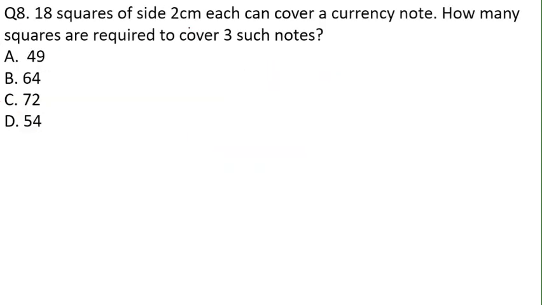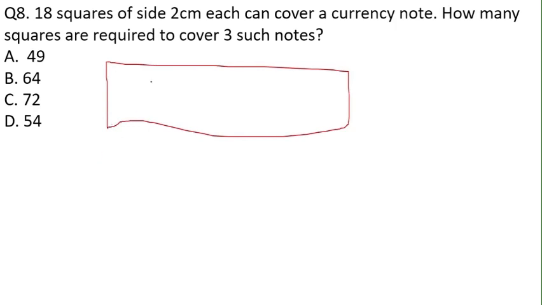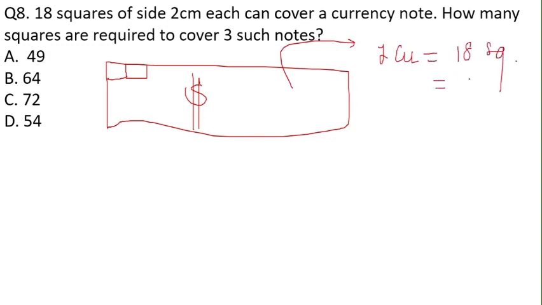Next question: 18 squares of side 2 cm can cover a currency note. How many squares are required to cover such notes? For example, this is one currency note. I'm not able to draw it properly, but just try to understand. To cover this currency note all over, we require 18 squares. So how many such squares are required to cover 3 currency notes?